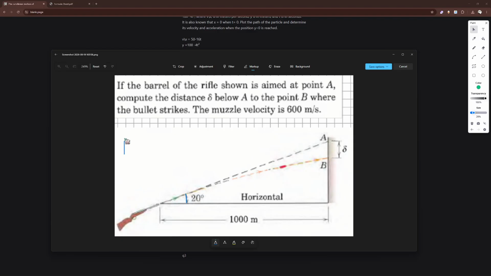So I'm going to define up to be positive and right to be positive for this question. And in terms of my datum, I'm going to set it right here at the muzzle. We know that the total distance horizontally is 1,000 meters. And we're looking for distance delta. So basically, we're going to be assuming an ideal case versus what actually happened, right? So let's get started.